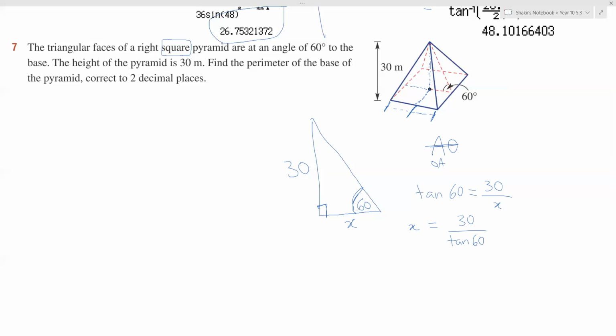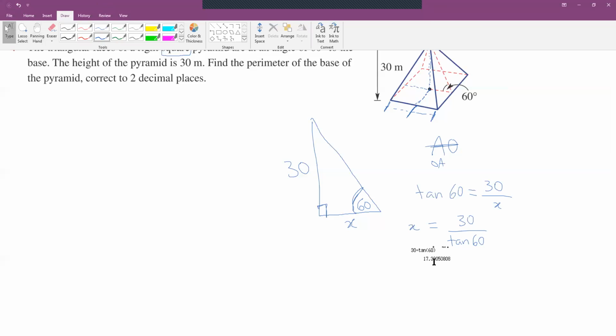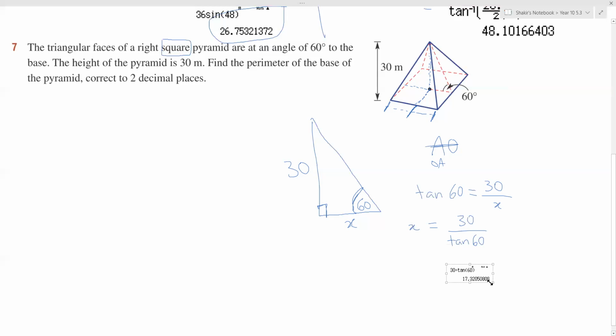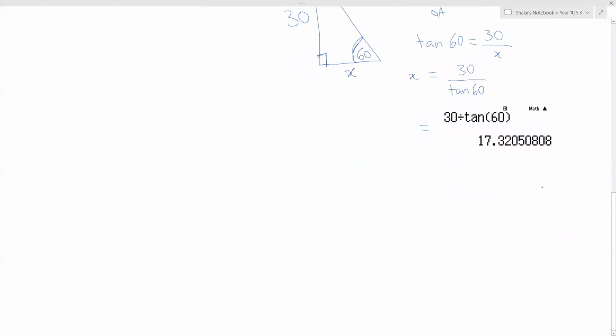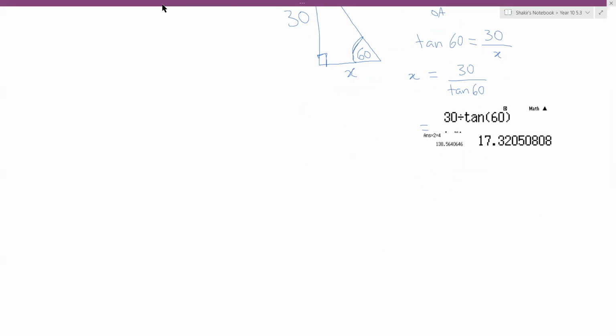Let's do it on a calculator. What do we get? We get 30 divided by tan of 60, and we get 17.32. Now remember, now that we've found x, I need to double x and multiply it by 4. So I can just times 2 times 4, and then I will get the perimeter of the square.